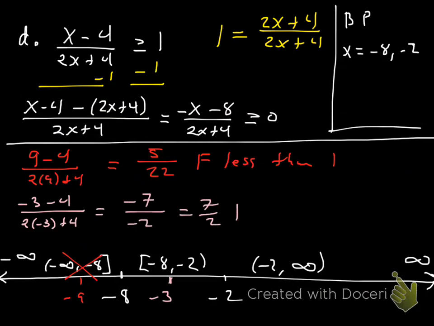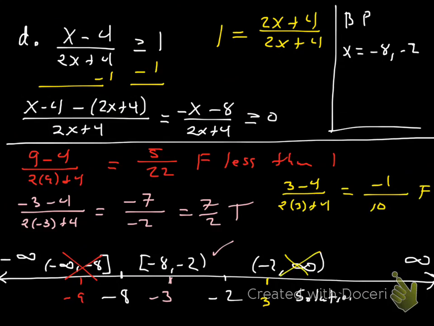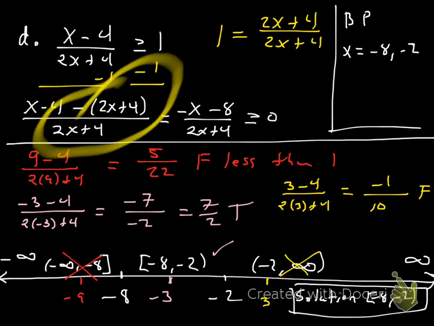Okay. If we use -3 as a test point, we get 7 halves, and 7 halves is greater than 1. I think it's 3.5, so 3.5 is bigger than 1, so that's going to be true. And then we'll pick something in the last test interval, and we get a negative. So our solution's just going to be the interval that was true. Okay. So the hardest part is finding that common denominator right here. That was kind of probably the most difficult part there.